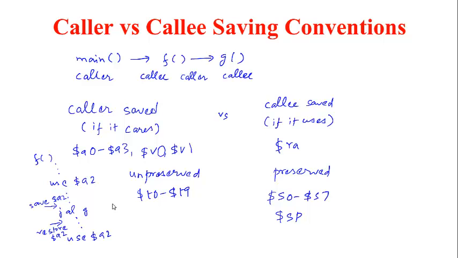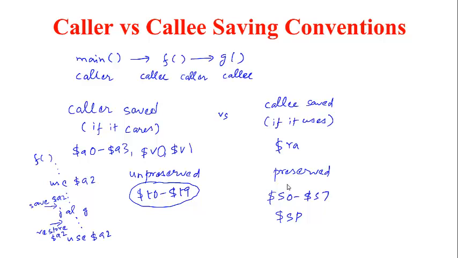So apart from $A0 to $A3 and the return value registers, $T0 to $T9 are also unpreserved or caller saved registers. Now there is a meaning to the letter T here. We can interpret that as temporary. Temporary in the sense that the callee can use it as it pleases without having the responsibility of preserving the value.